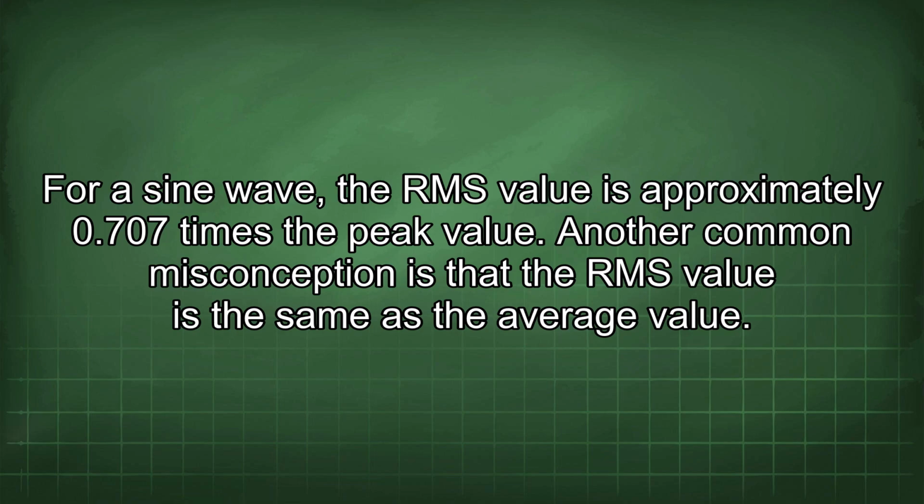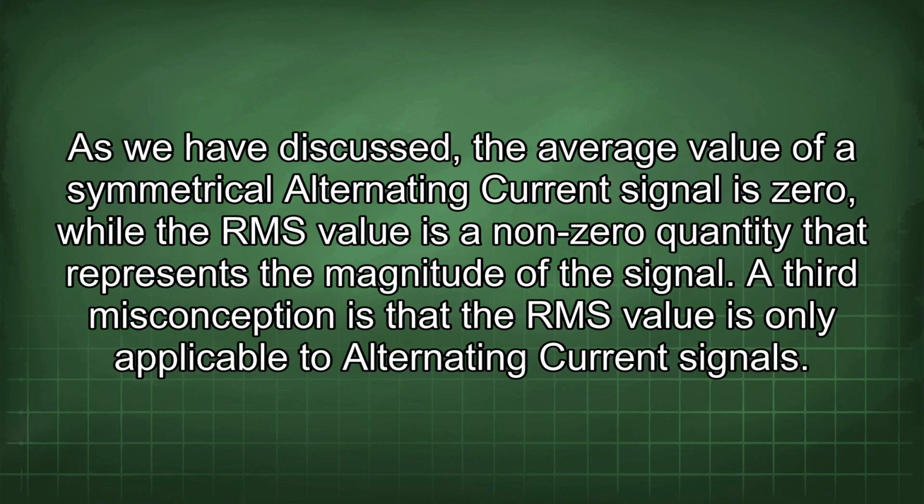Another common misconception is that the RMS value is the same as the average value. As we have discussed, the average value of a symmetrical alternating current signal is 0, while the RMS value is a non-zero quantity that represents the magnitude of the signal.